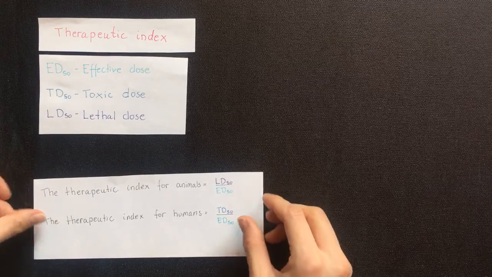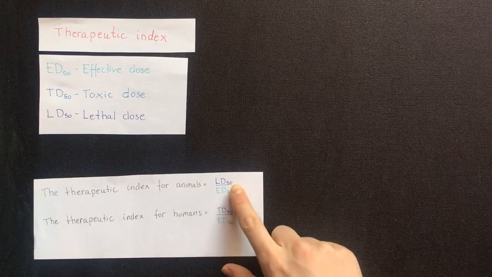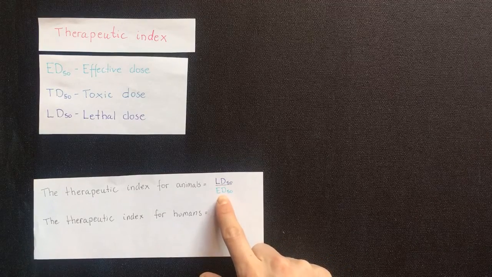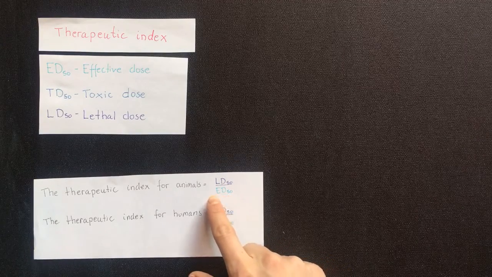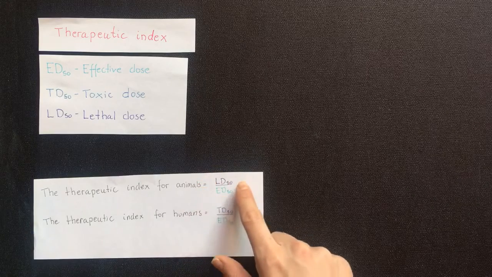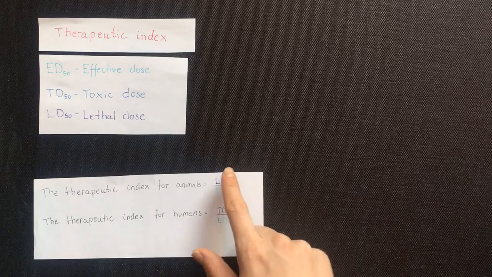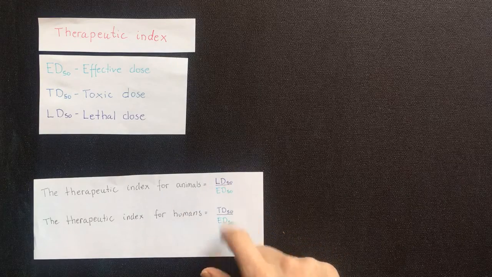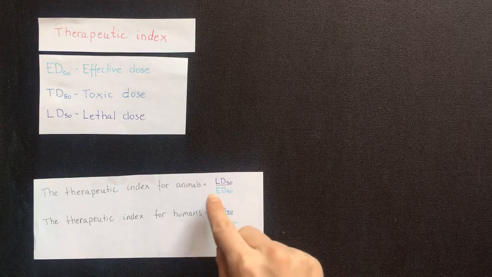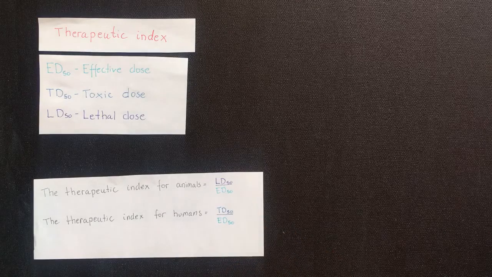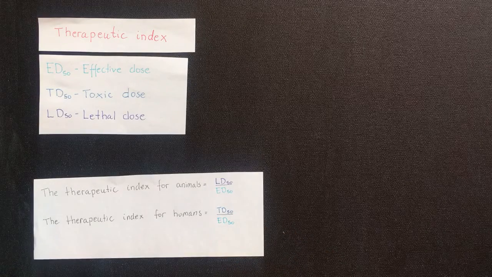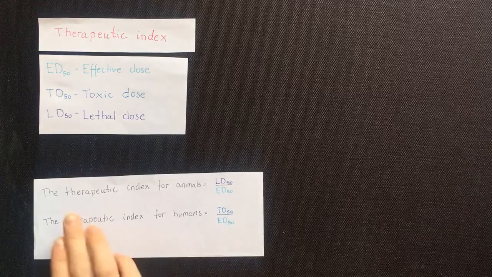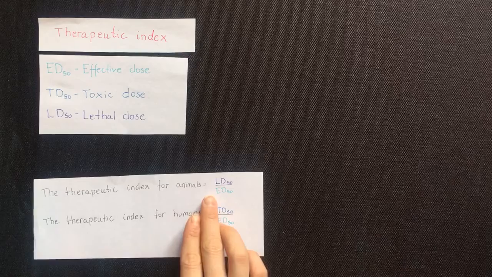So for animals, it's the lethal dose divided by the effective dose. So this means that when you have 50% of the population killed because of the dose of the drug, you divide that by when 50% of the animal population have a noticeable effect. That is the therapeutic index for animals.